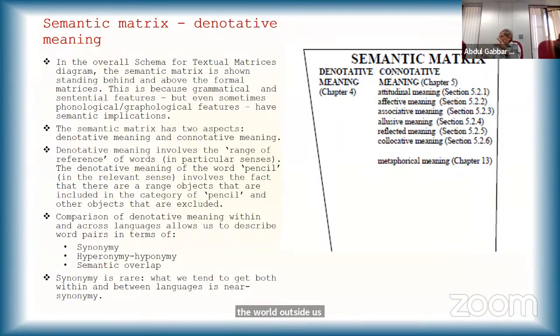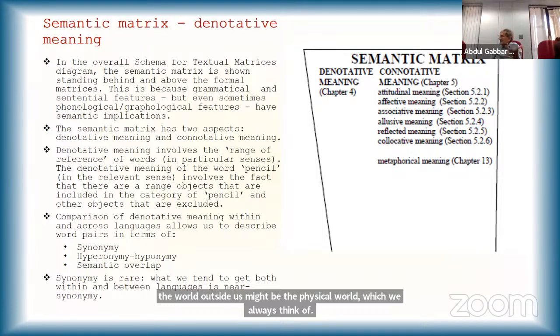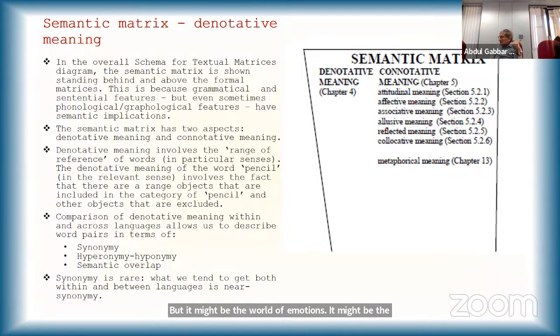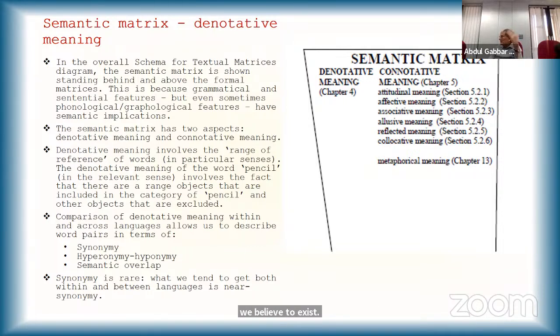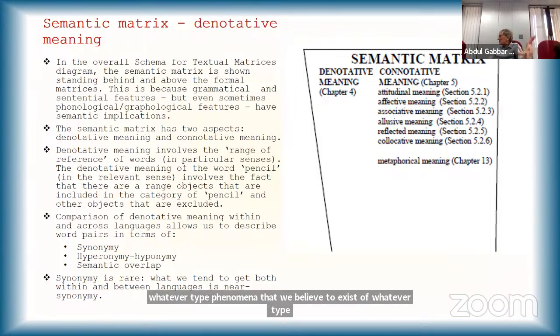And the world outside us might be the physical world, which we always think of, but it might be the world of emotions, it might be the world of ideas, it might be the world of abstract principles like justice. So when I say the world outside us, it might even be the world outside us that's inside our heads, as it were, like emotions. So I don't mean the world outside us in a very crude sense. I mean the world that we believe to exist, of whatever type, phenomena that we believe to exist of whatever type, that are not simply part of the way we talk about the world.